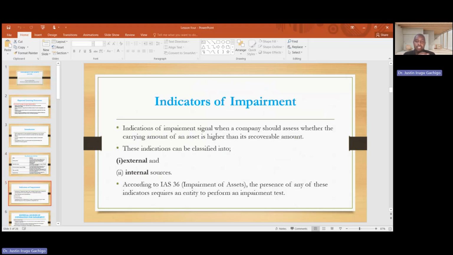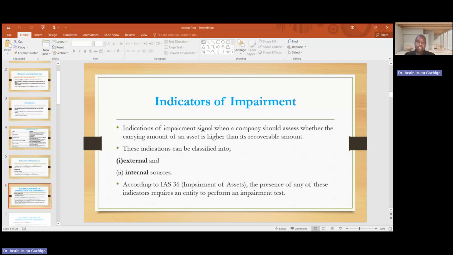So how can you know an asset is impaired? What are the indicators of impairment? These are the signals which a company should use to assess impairment. They can be classified into two: either external or internal sources. According to IAS 36, the presence of any of these indicators requires an entity to perform an impairment test. So an organization should perform an impairment test when these indicators are present.